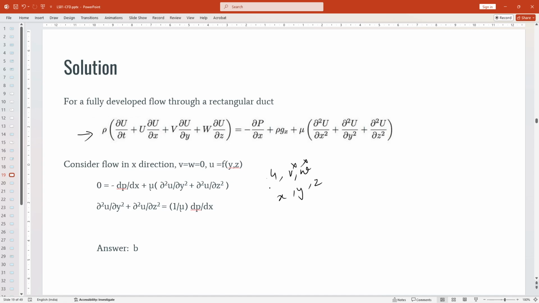Suppose x, y, and z are the coordinates, then velocity components are u, v, and w. Since it is fully developed in x direction, only u will be there, and it will be a function of y and z. Applying this in our solution, and since it is said to be a steady flow, this term will also go. And if you neglect body forces, this won't be there. Then if you rearrange the rest, you will get option B as our answer. So you definitely have to do these kinds of questions.